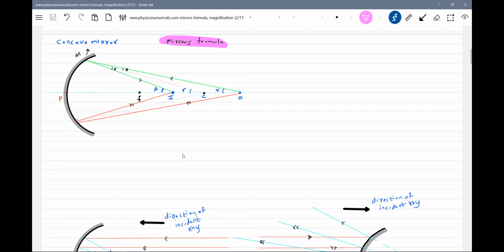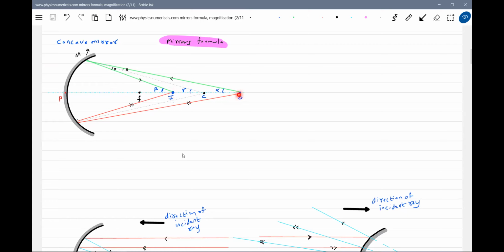Okay, for this I'll take help of this particular figure. Here an object O is kept beyond C, and the image will be formed between F and C. So there's an incident ray. The ray will propagate here, get reflected by the mirror, and will meet the principal axis at I.